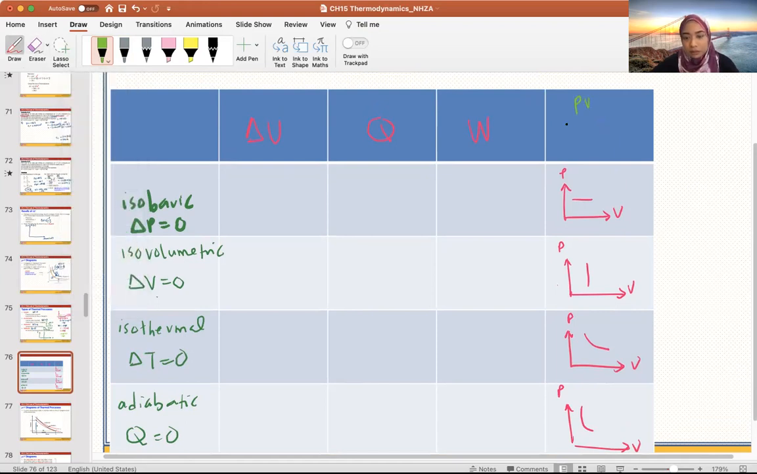PV. Going to the right means expansion, which means negative work. And then we have compress, which means the volume is decreasing. Sorry, this is to the left. Okay, compress to the left. Compress, positive work.